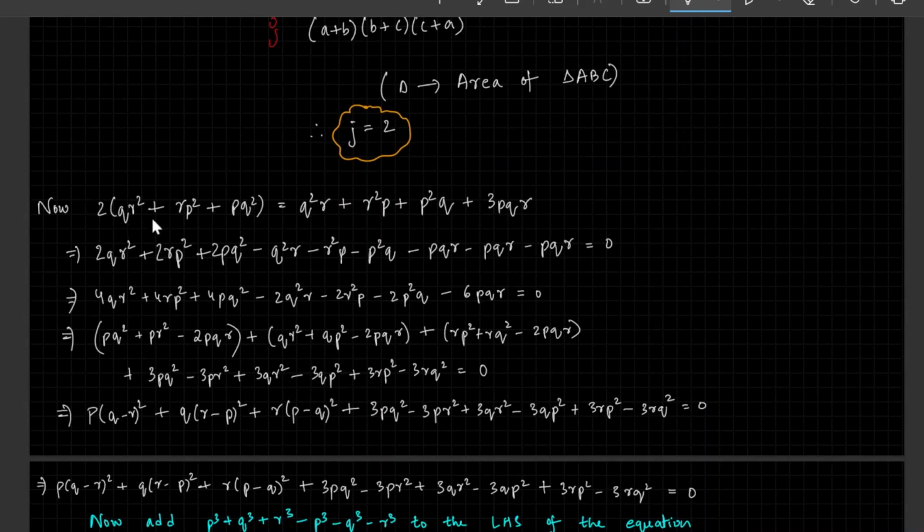So that is 2 of (QR square plus RP square plus PQ square) is equal to Q square R plus R square P plus P square Q plus 3PQR. So finally we'll be getting this equation after multiplication by 2 and bringing all the terms to the left hand side. Now let us multiply by 2. We get 4QR square plus 4RP square plus 4PQ square minus 2Q square R minus 2R square P minus 2P square Q minus 6PQR is equal to 0.